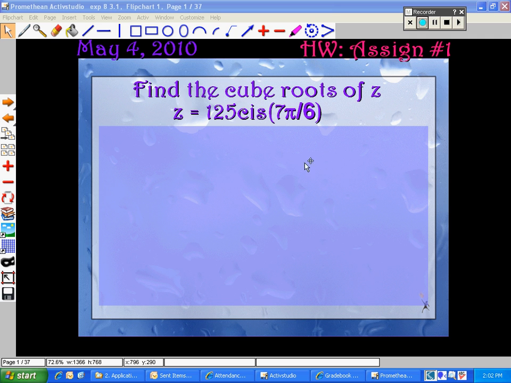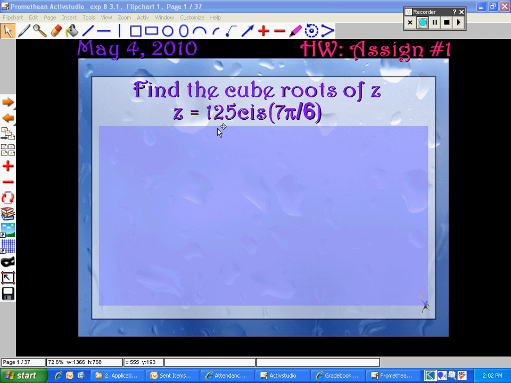This was the warm-up for today. It was a reminder of last unit. We need to find the cube roots of z given this complex number in polar form.